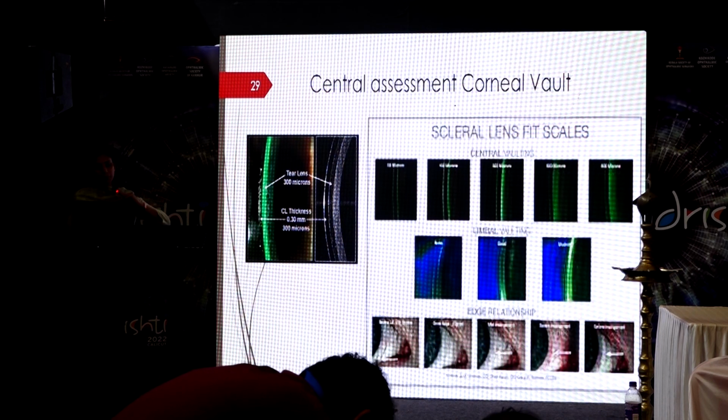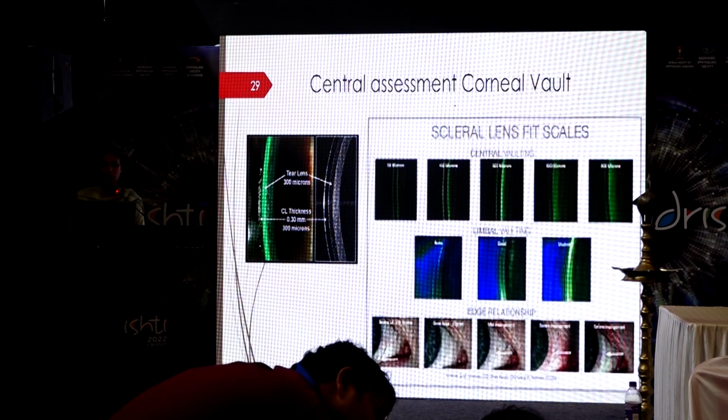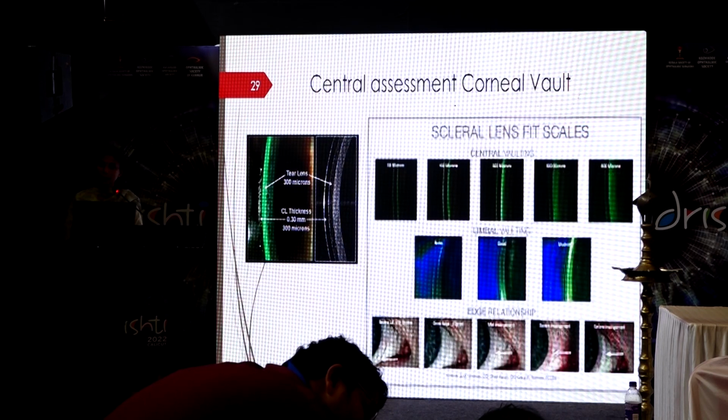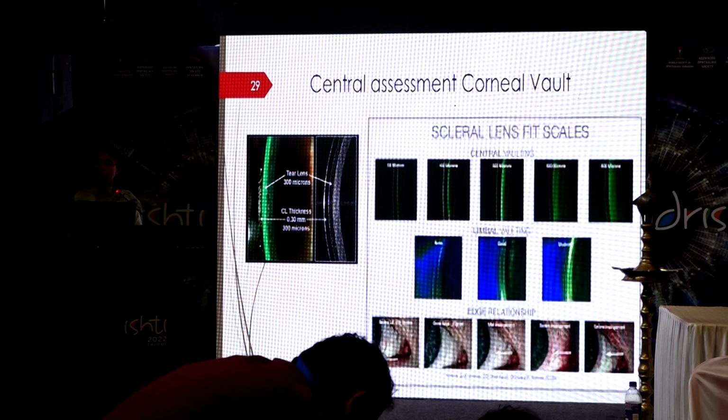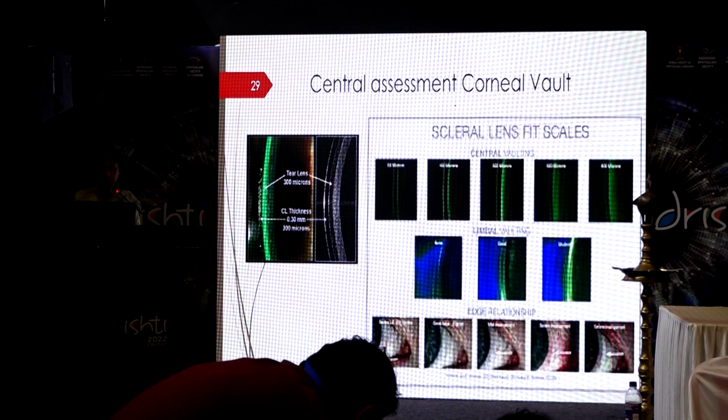So you need to compare the contact lens thickness with the clearance. That will give you an idea whether you have adequate clearance over the cornea or not. A minimum of 200 to 300 micron clearance is recommended.